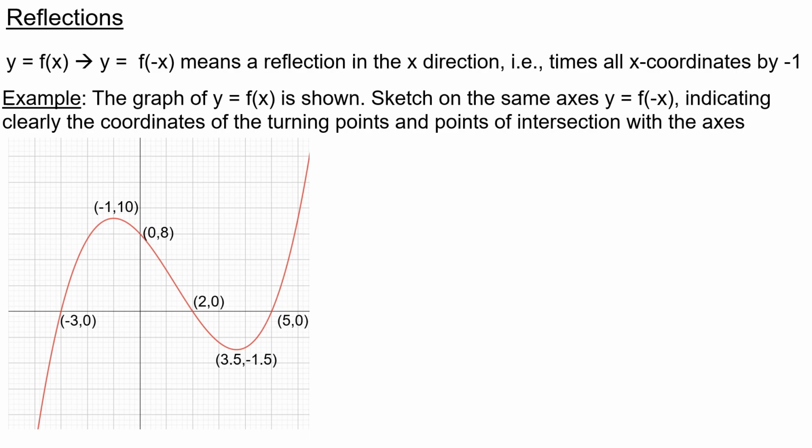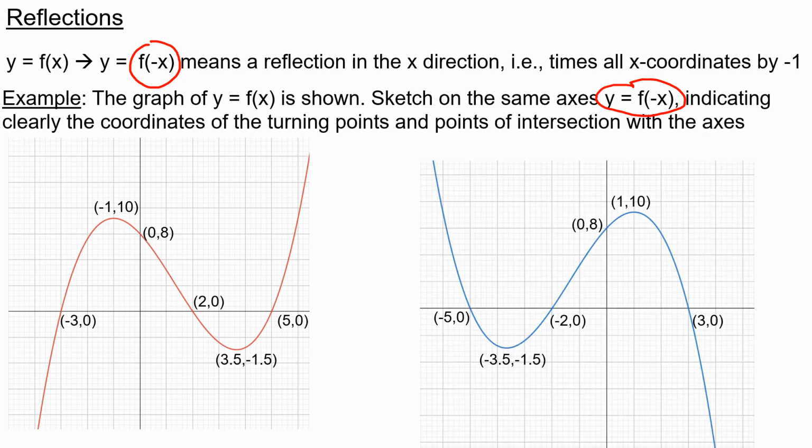And finally, y equals f of minus x is exactly the same thing, but it's a reflection in the x direction. We multiply all of the x coordinates by -1. So if we have the same graph as before, y equals f of x, if I want to sketch y equals f of minus x, it will be the same graph, but we multiply all the x coordinates by -1, leaving you with this transformed graph.